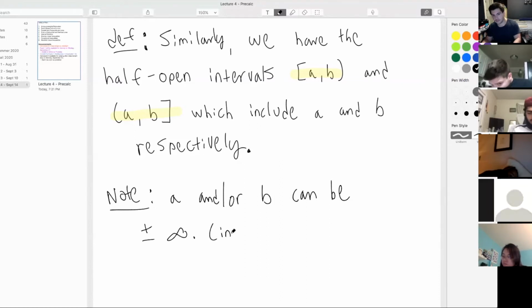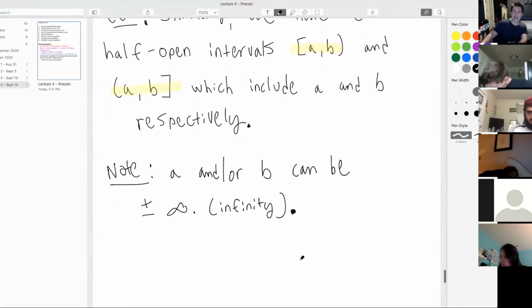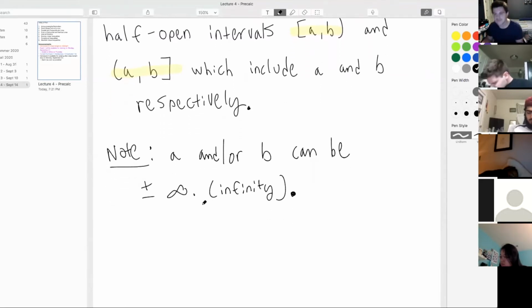When we use plus or minus infinity, it will always be in parentheses, right? Because it's always going to be open. Yeah, exactly. Whenever there's infinity involved, you will always have a parenthesis next to it. Because infinity is not a number, really. It's more of an idea.